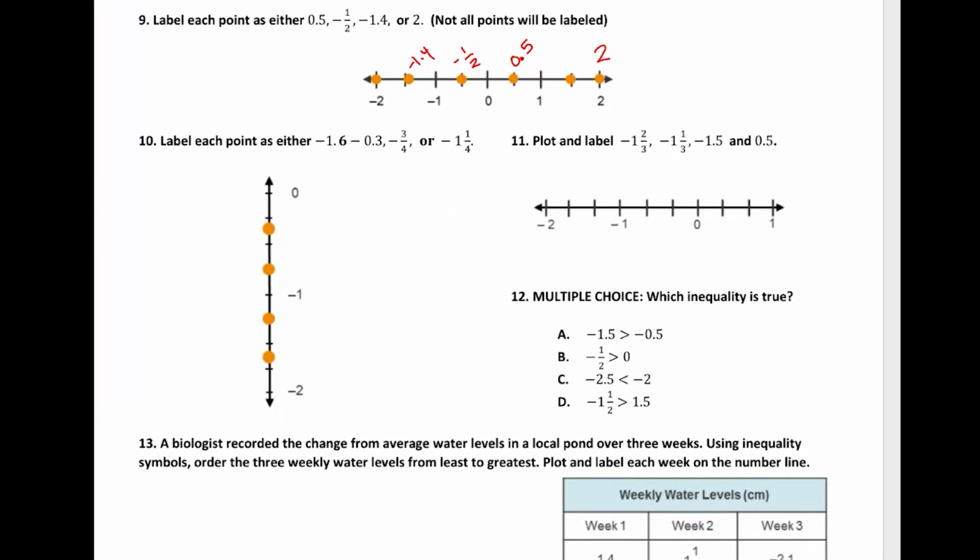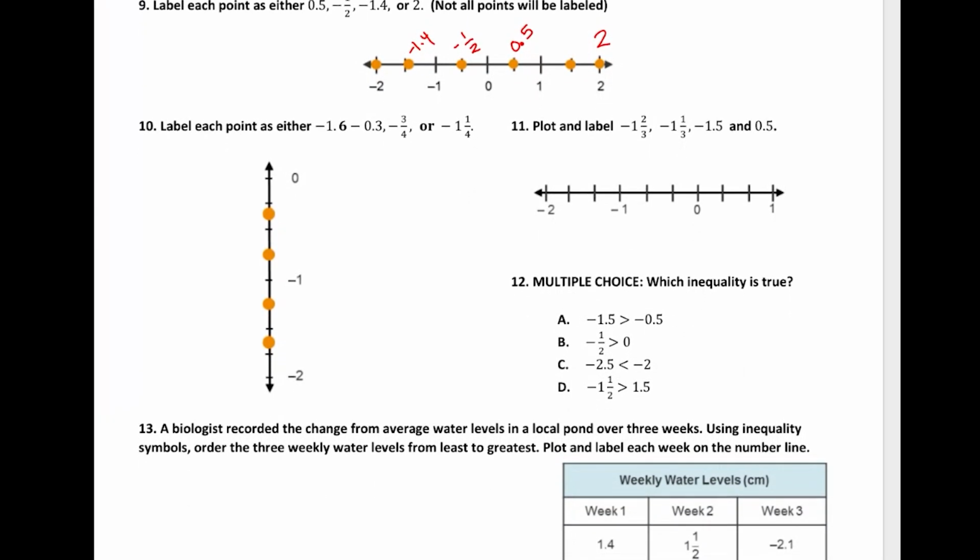Number 10 says label each point as either -1.6, -0.3, -3/4, or -1 1/4. So here we have a vertical number line, which you don't use too often, except when you start graphing functions, you have that vertical y-axis. So you really do start using a vertical number line. It's just typically when you have one number line, you don't write it like that, but you will once you start integrating some y-axes into our graphs.